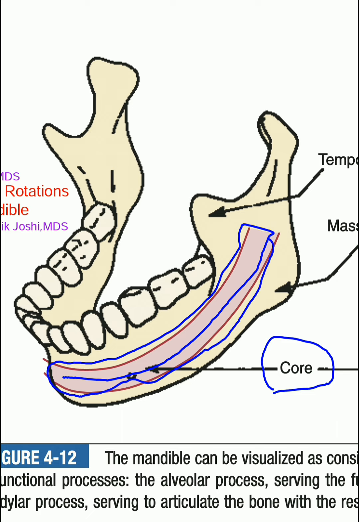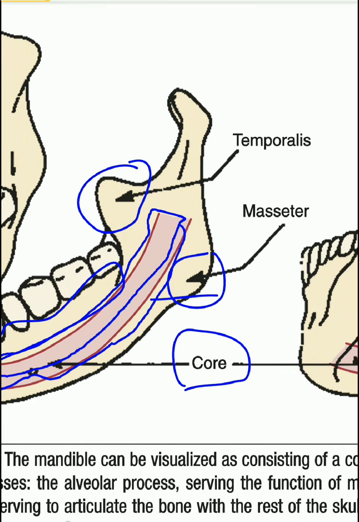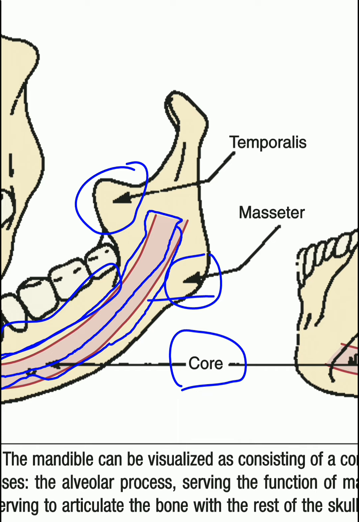Then we have certain functional processes. One of the functional processes is our alveolar process in which the teeth are placed. Then we have our muscular process. Muscular processes are the areas within the bone where the muscles attach. For example, on the coronoid process we have the temporalis attachment, on the masseter region we have the masseter attachment, and all these are functional processes. And then we have our condylar process on which the TMJ is functional. So these are the core of the mandible and the functional processes of the mandible.